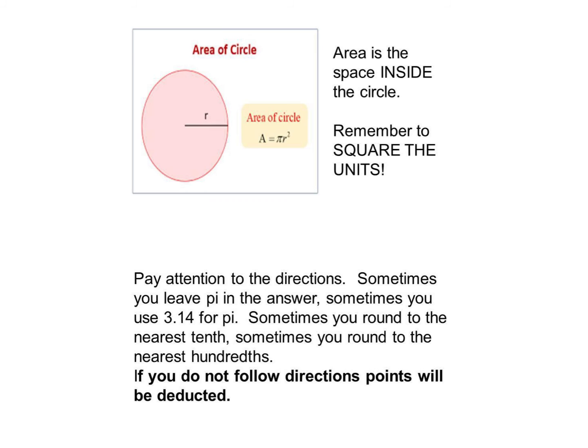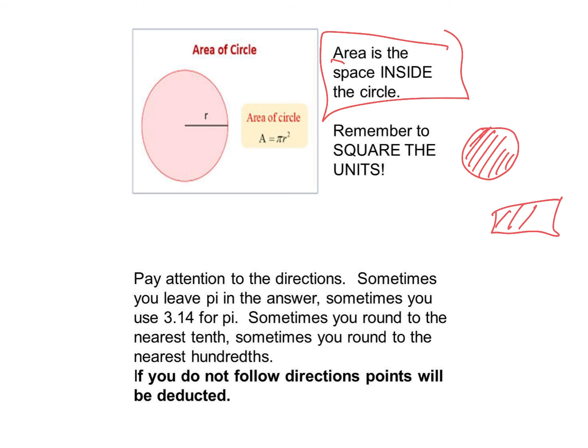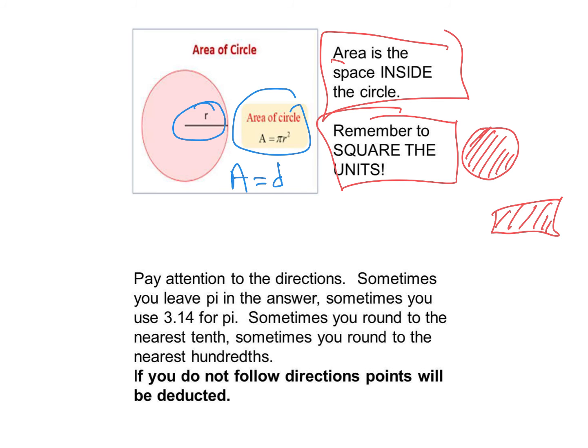All right, area of a circle. Area is the space inside the circle. For any two-dimensional shape, area is the space inside of it, just like in a rectangle. Don't forget to square the units when you are finished. So the formula for area of a circle is area equals pi r squared. So you do have to find the radius. If you have a diameter, it would be diameter divided by 2, squared, times pi.